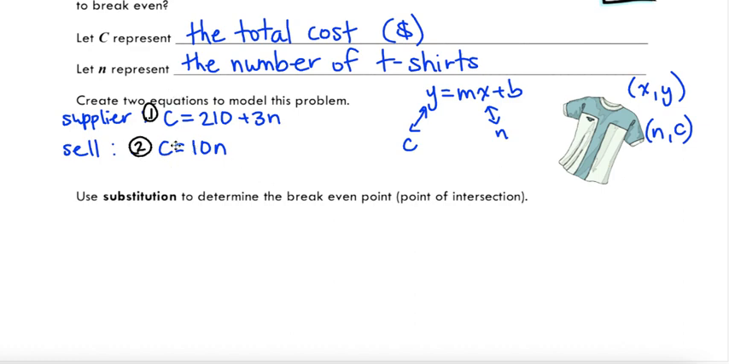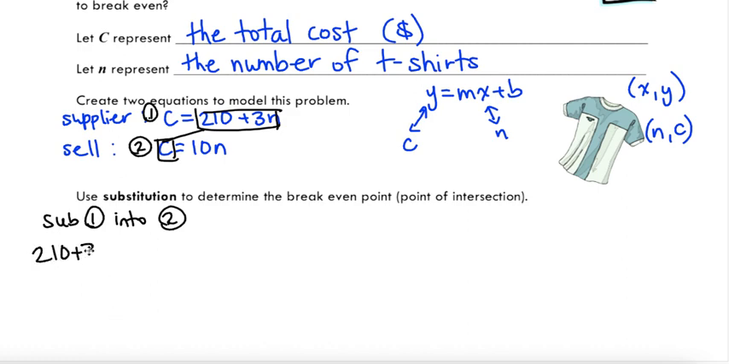These are both in the form y equals mx plus b, so this is similar to what we looked at in part A. We're going to substitute one of these equations into the other. So we're going to sub equation number 1 into equation number 2. We take this value of c and put it into this value for c. So we have 210 plus 3n is equal to 10n.